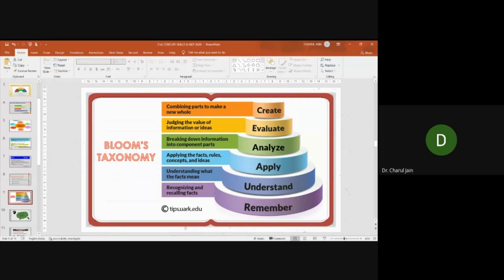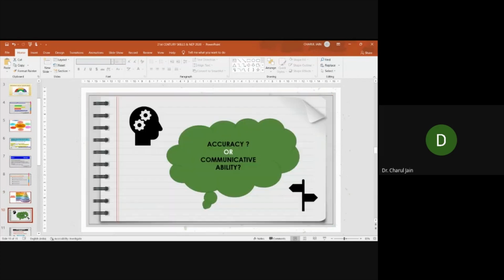If you permit me, I would like to move further in my presentation, where I am focusing now on the role of the teacher in inculcating the 21st century skills. Now, there has been a very long debate going on two aspects that English language teachers deal with. What should we focus on? Accuracy or communicative ability? You can share your views by putting your answers in the chat box.